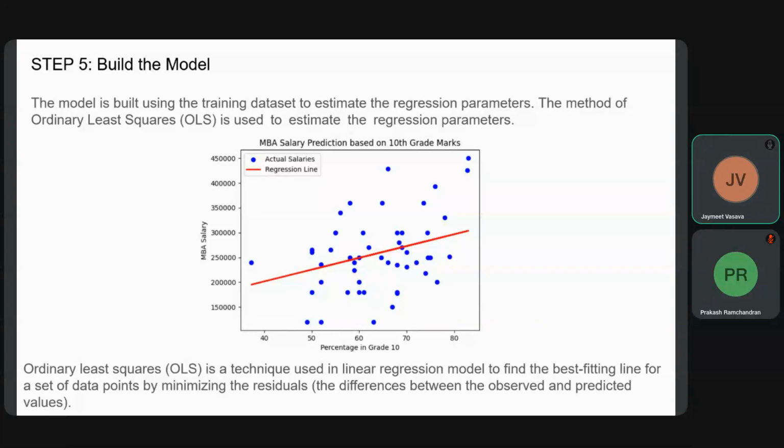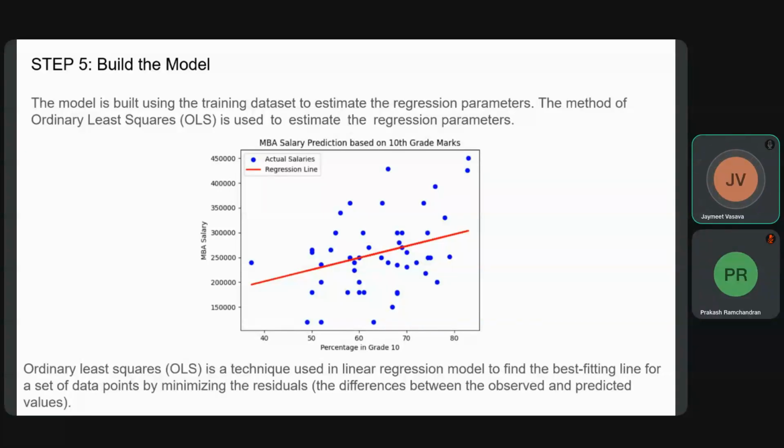OLS is used in order to estimate the values of parameters in the regression model that we will be building. OLS is a technique used in linear regression models to find the best fitting line for a set of data points by minimizing the residuals. What are residuals? You can say residuals are errors too, the difference between the observed and the predicted values.